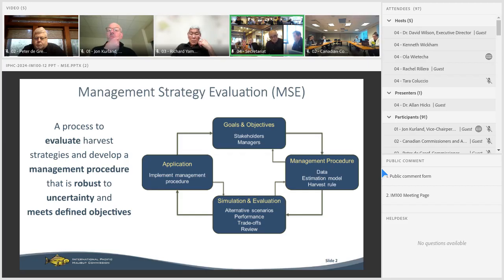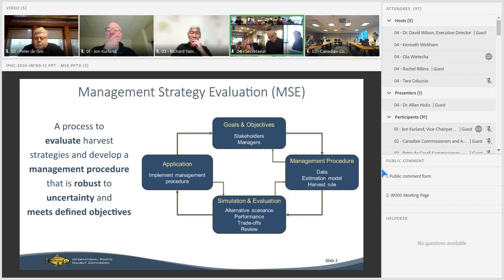So part of this process we'll discuss today are goals and objectives, various management procedures and elements of a management procedure, and then simulation and evaluation. I'll present results to you, and then the potential application. And this is the really exciting part.